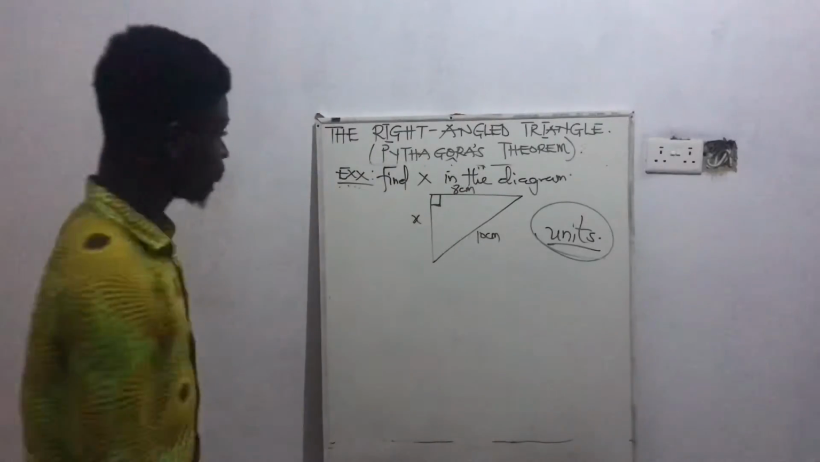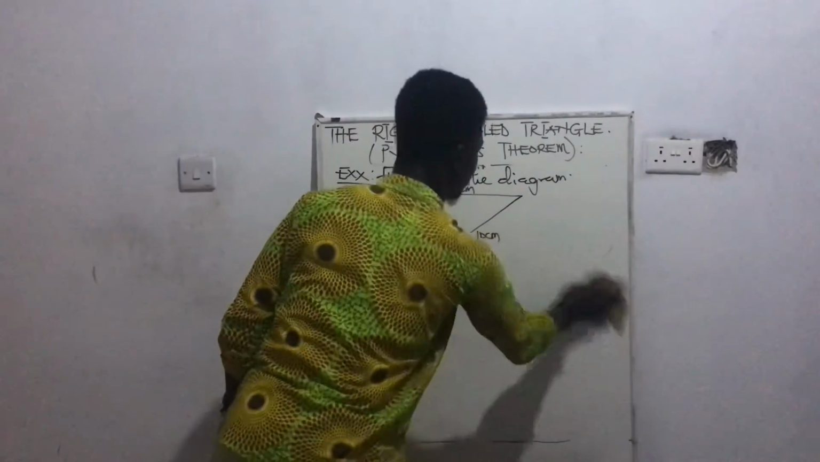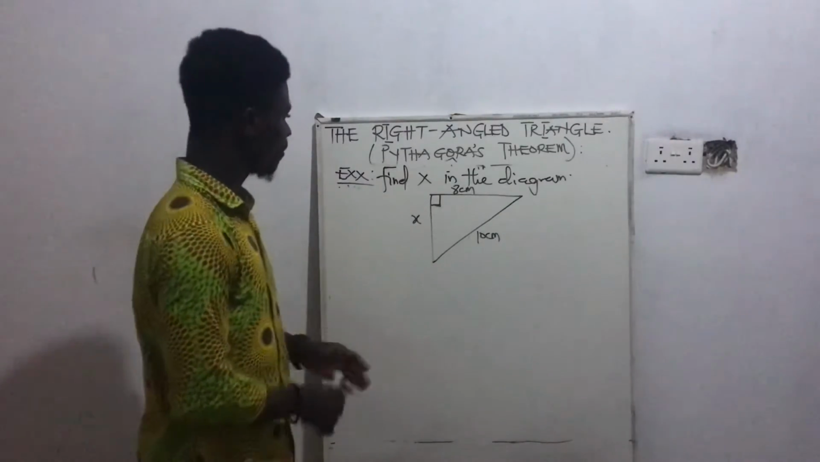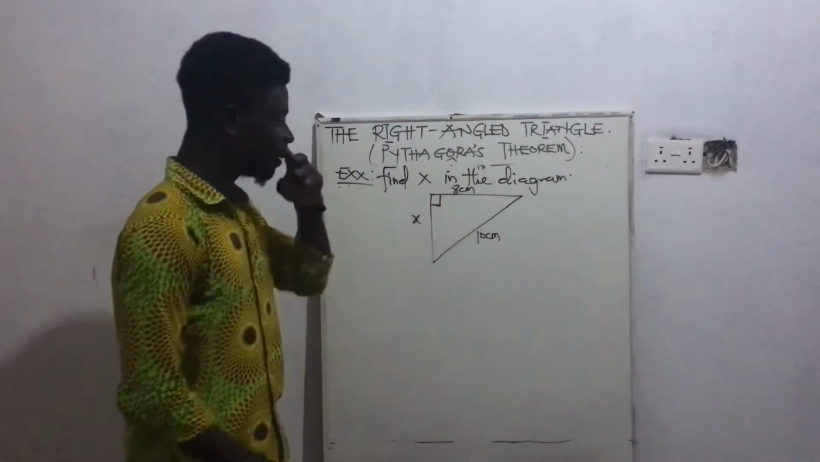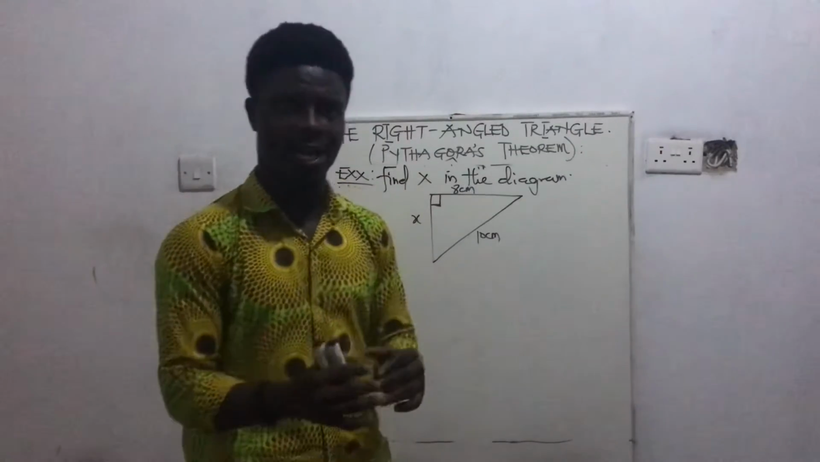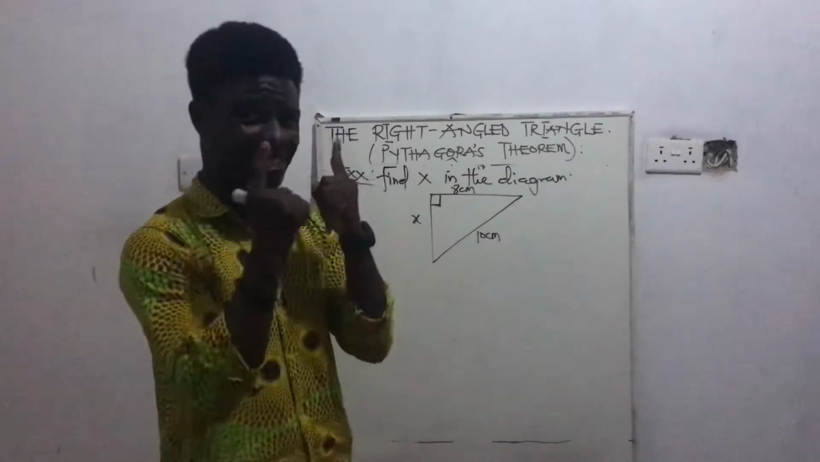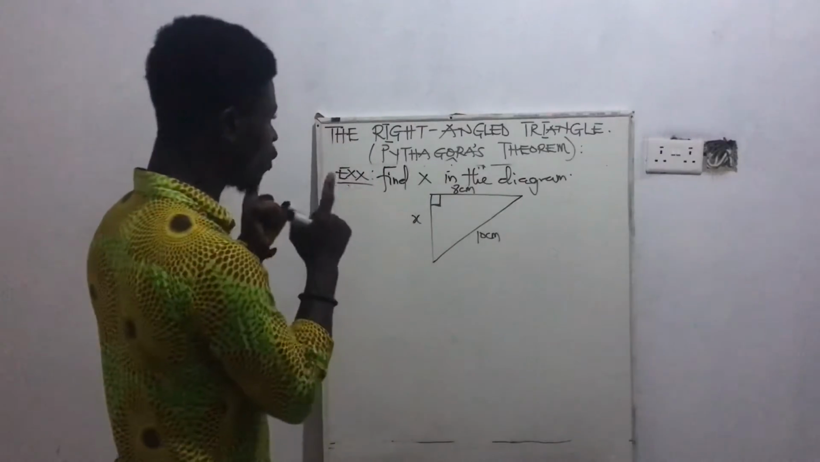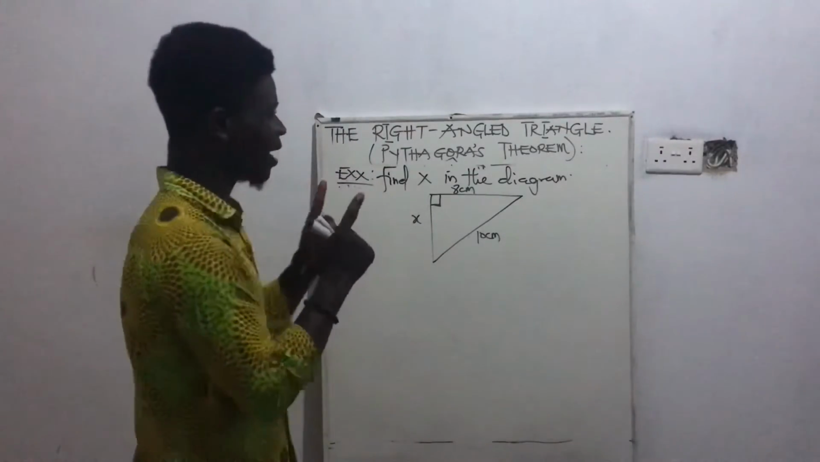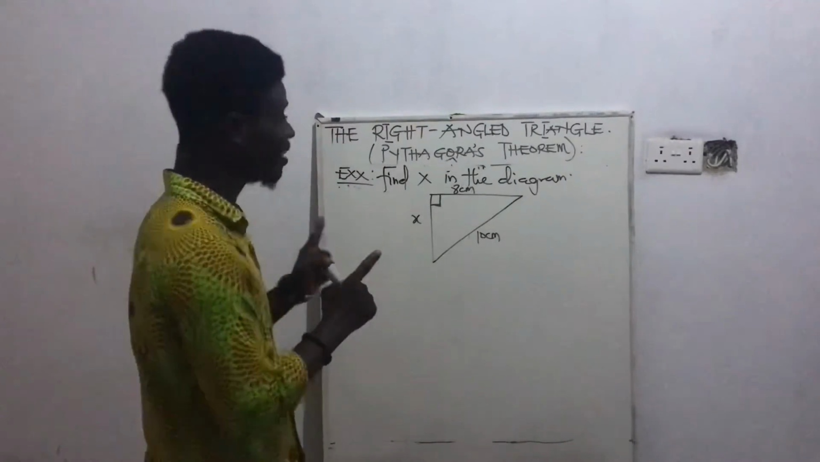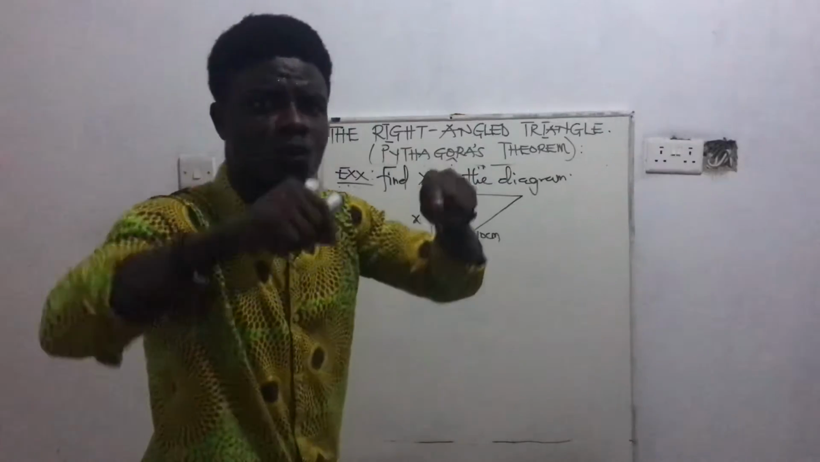All right, let's proceed. Now, find x in the diagram. You have this plane figure, that's a right angled triangle. You first locate your hypotenuse. Please, it's very, very important in solving right angle triangle questions. That's the Pythagoras theorem questions. It's very important to locate your hypotenuse first.